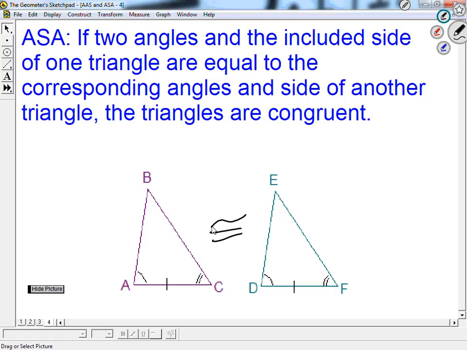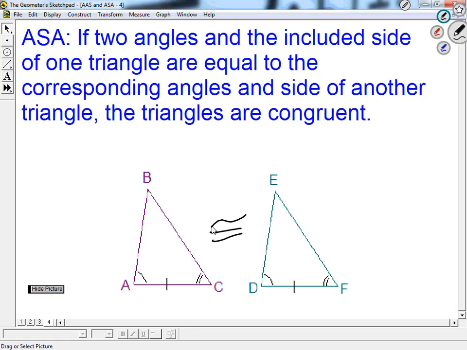So if two angles and the included side of one triangle, you see on my triangle to the left, I have two angles and the included side. Remember, the included side is the side in between them. If two angles and the included side are equal to the two angles and the included side of another triangle, then these two triangles are the same. That's basically what that rule says.